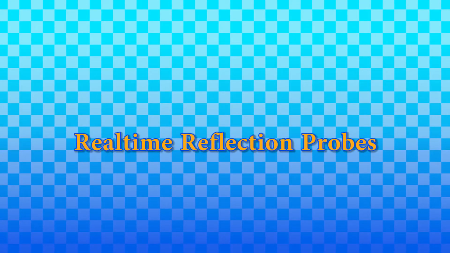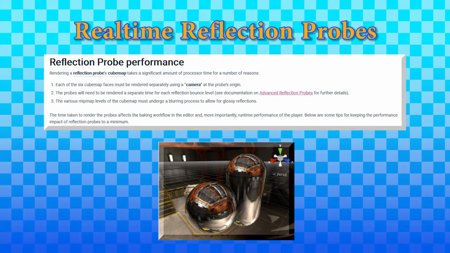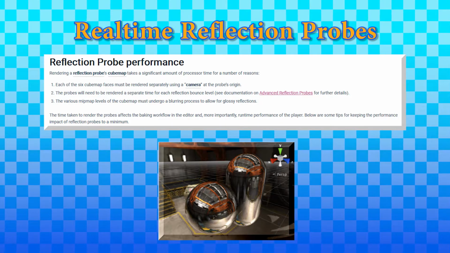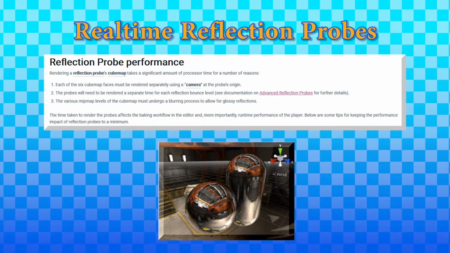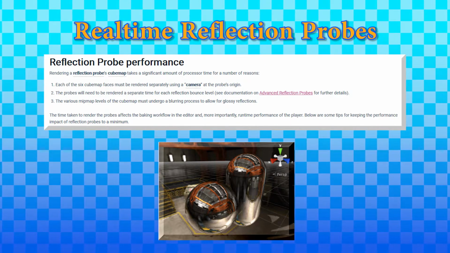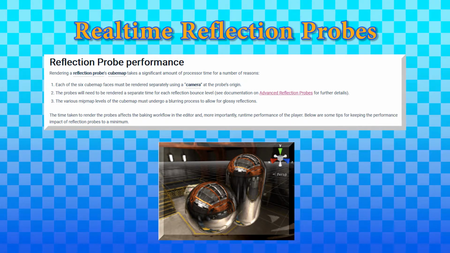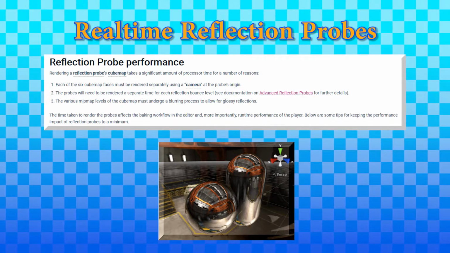Next is real-time reflection probes. Reflection probes are a whole other topic, but the main thing you need to know is that rendering the cube map of a reflection probe takes extensive processor time. In order for reflections to properly adjust to dynamically changing things in our scene, we would need to enable real-time reflection probes. As a result, constantly updating and rendering new cube maps for a reflection probe would accurately reflect the environmental changes, but at the cost of performance.